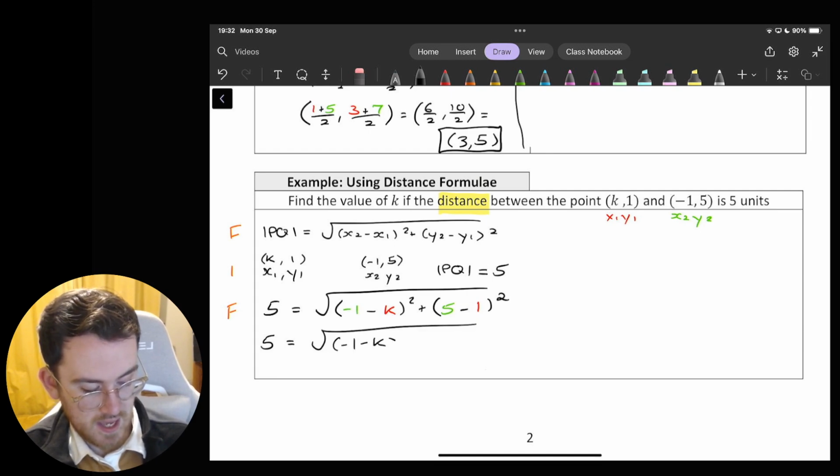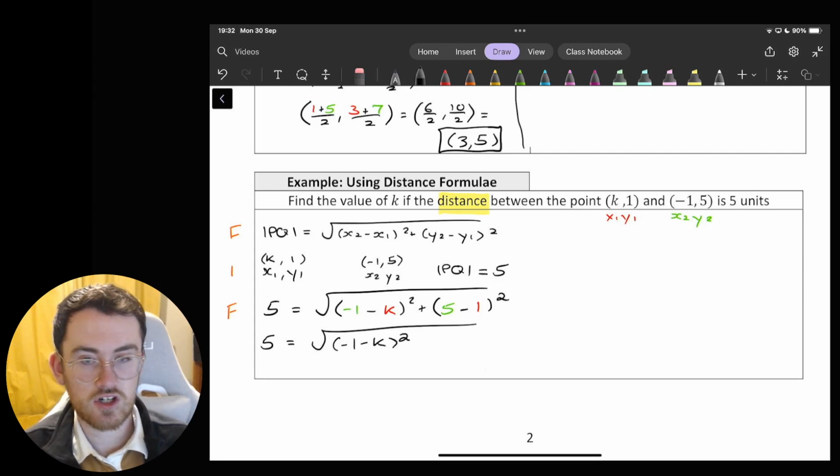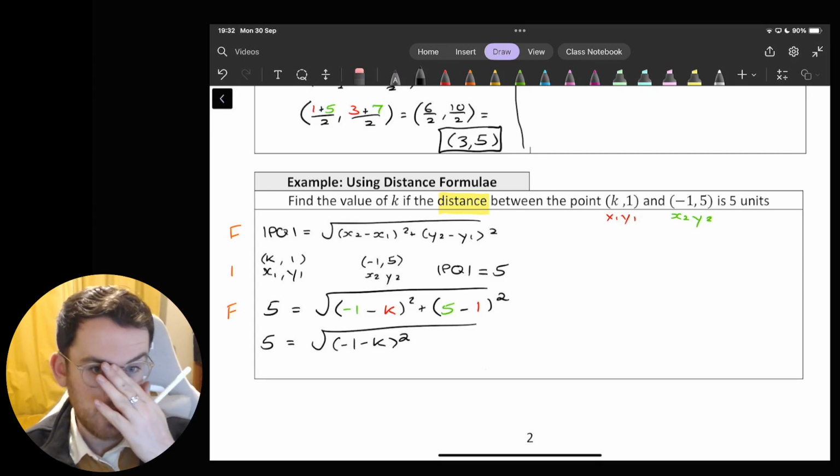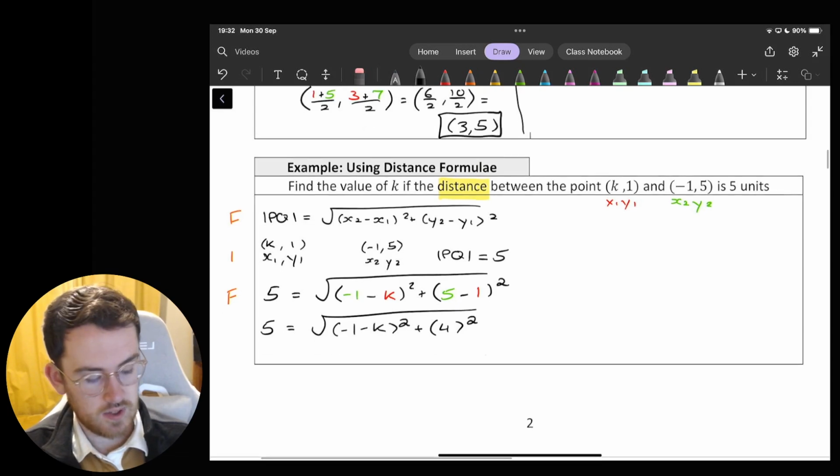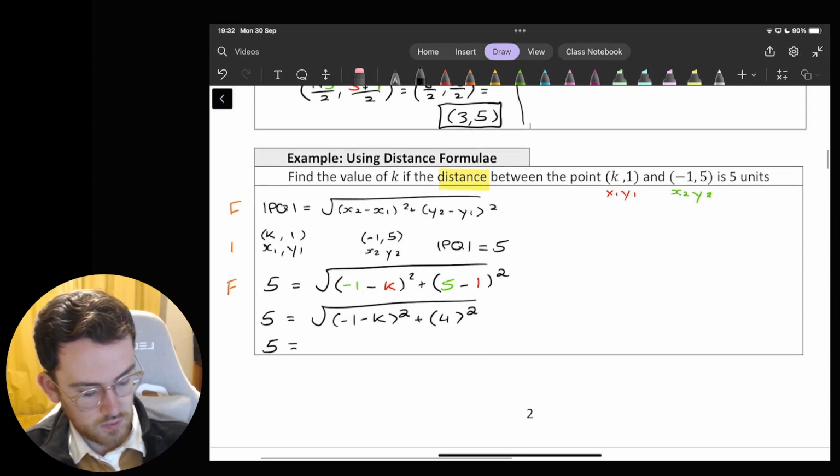Minus 1 minus k I can't reduce down because those are unlike terms. I have a variable and I have a number. I can't put those together in any sort of way. What I could do is reduce down the 5 minus 1 to be 4 squared. So what I'm getting overall here is minus 1 minus k all squared plus 16.